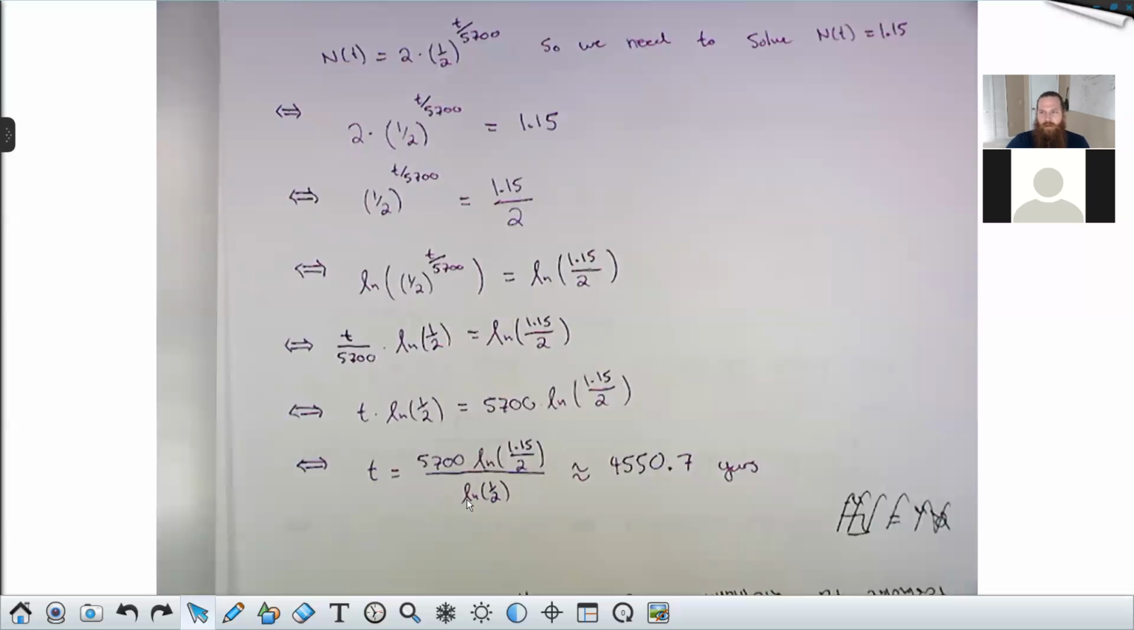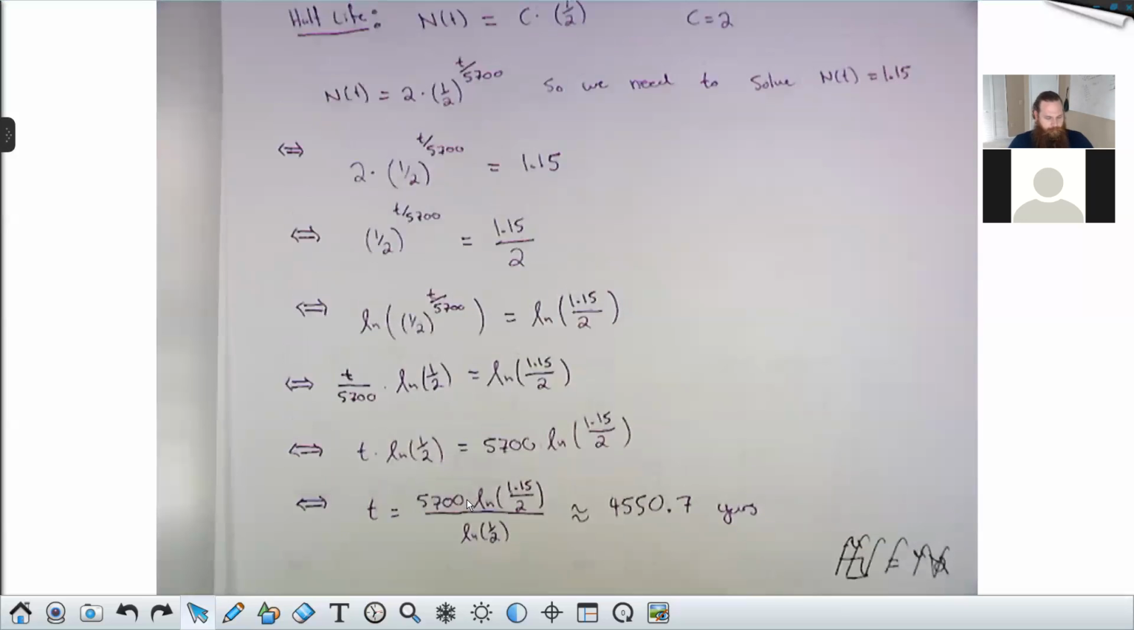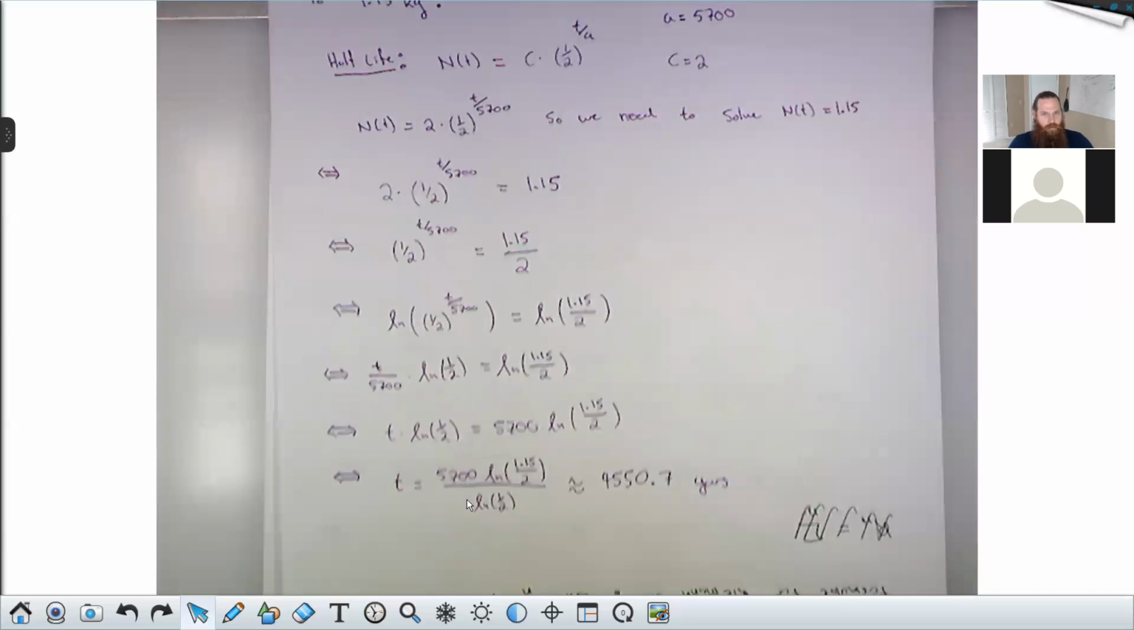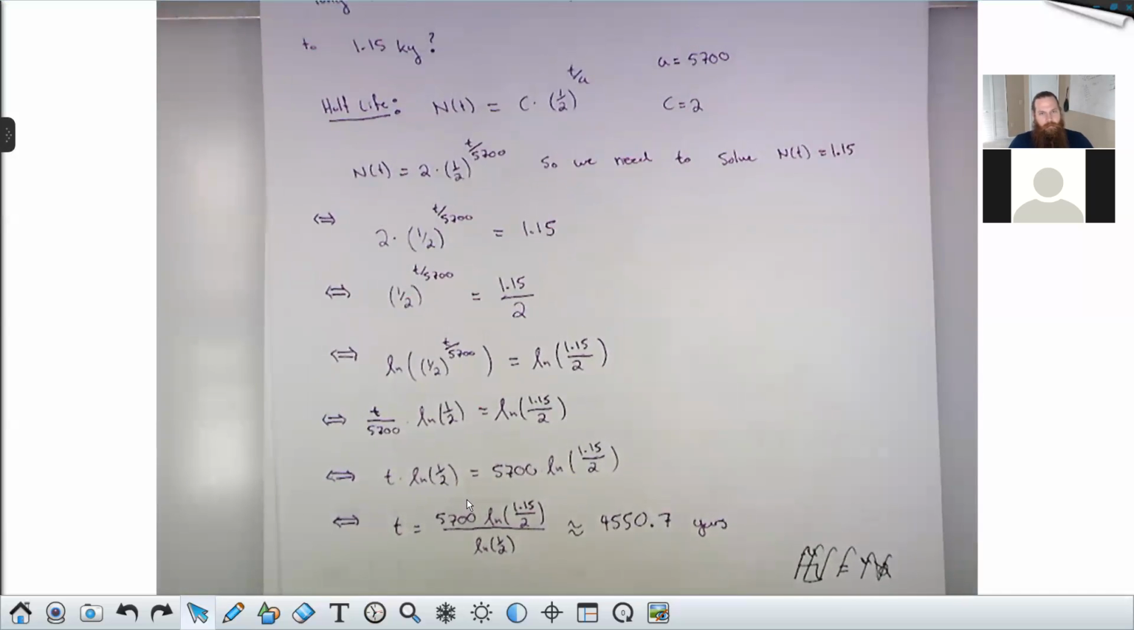You should always do a common sense check at the end of these problems. So for example, I know that the half-life here is 5,700 years. If I found that to get down to 1.15 kilograms, it was going to take 10,000 years, I would know something's wrong. Because 10,000 is way more than 5,700. It's almost double that. But I'm not trying to find out when the thing is decayed by more than half. Decaying by half would be 1 kilogram. So if I got an answer here that was larger than the half-life, I would know I made a mistake.